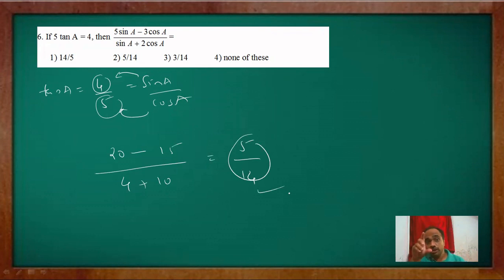You can do this when the sin, cos or tan value is given. Not in all questions. Since sin and cos are proportional to the hypotenuse, you can use this method. Not in every question. Sin A can be equated with 4, cos A can be equated to 5. If you directly put, you get 5 by 14. So like this also you can do.